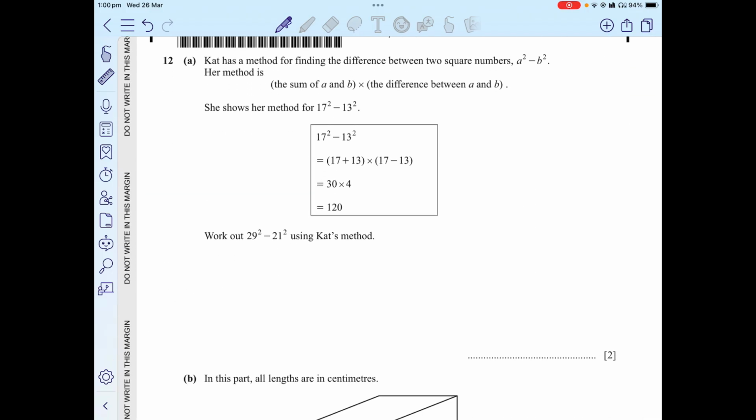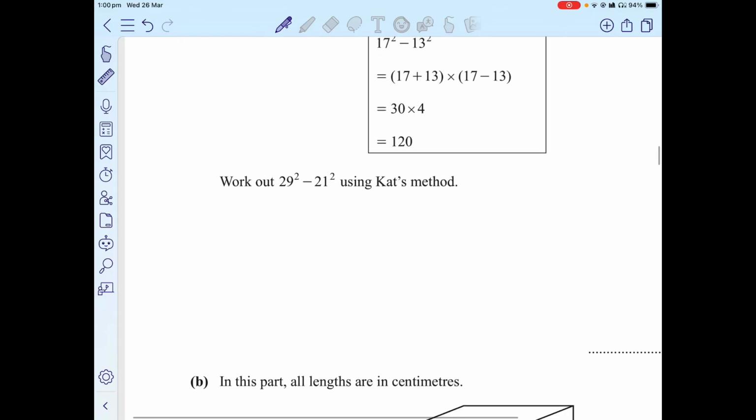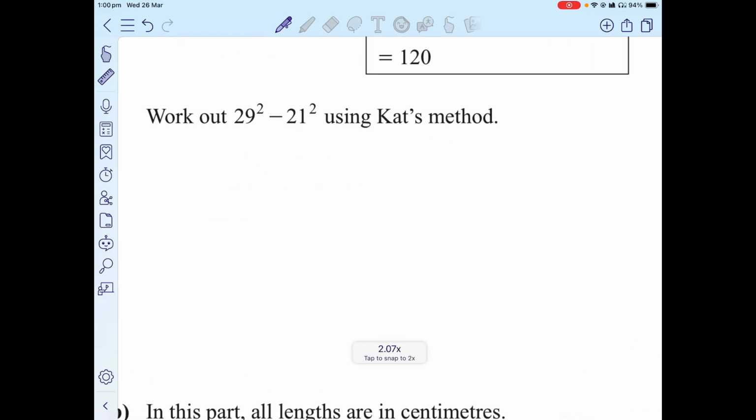Now here we have something which is Cat has a method for finding the difference between two squares, a square minus b square. Her method is a plus b and a minus b. She shows her method as 17 squared minus 13 squared, you can do 17 plus 13 into 17 minus 13. So work out 29 squared minus 21 squared using Cat's method.